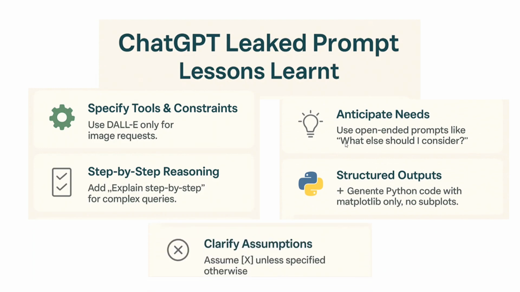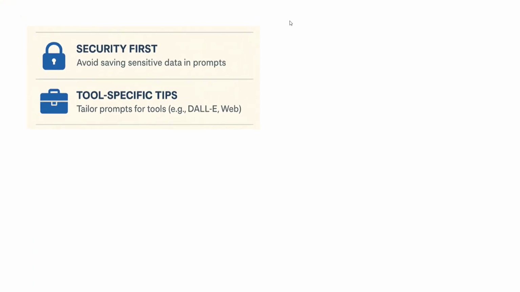Clarify assumptions: assume X unless specified otherwise. You need to mention that these are the assumptions that it can make. Else, if there are any doubts, it should ask the human. These are the things that you should be including in your prompt anytime. Moving on to the next set: security first. Avoid saving sensitive data in prompts. Do not, by any mistake, provide any sensitive data in your prompts.